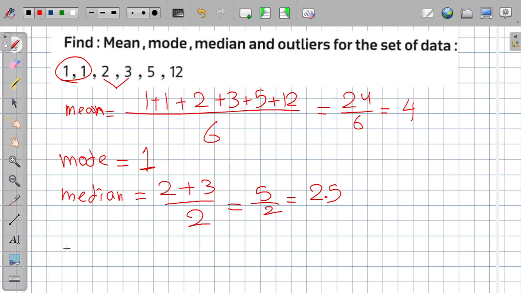Okay. And the last one is the outlier. Where is the outlier? I think I have 1, 1, 2, 3, 5, and 12. I think 12 is much bigger than other values. So I will say the outlier is 12.